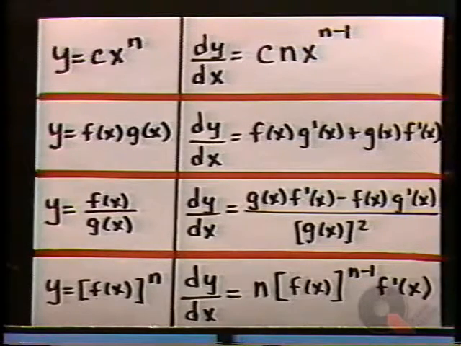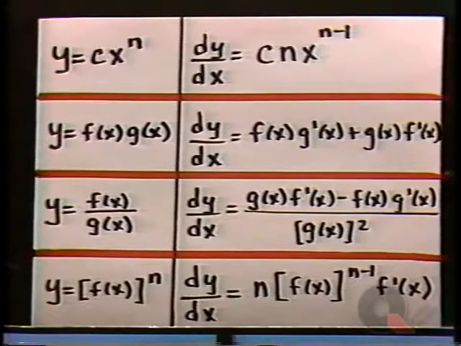The third line, we have the familiar quotient rule. If we have a quotient, f of x over g of x, the derivative of a quotient is the denominator times the derivative of the numerator minus the numerator times the derivative of the denominator. And then finally, we have our power rule.